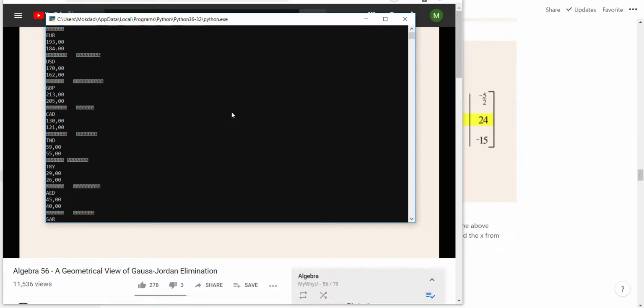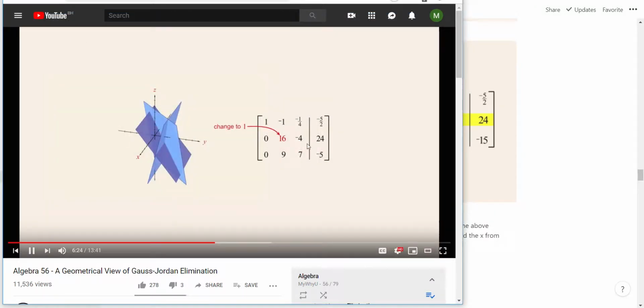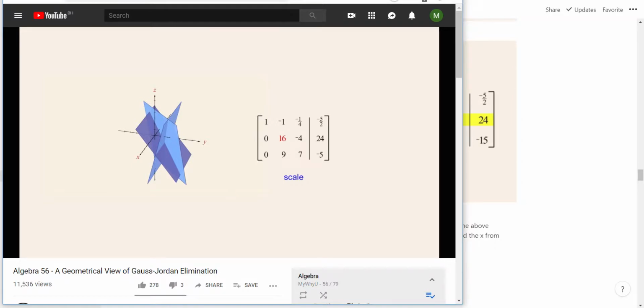Now we move to the second column, changing the second row's leading entry to a 1, using a scale operation to multiply row 2 by 1/16. Once again, a scale operation has no effect on the planes. The entry below that one is then zeroed, using another pivot operation, adding -9 times row 2 to row 3.